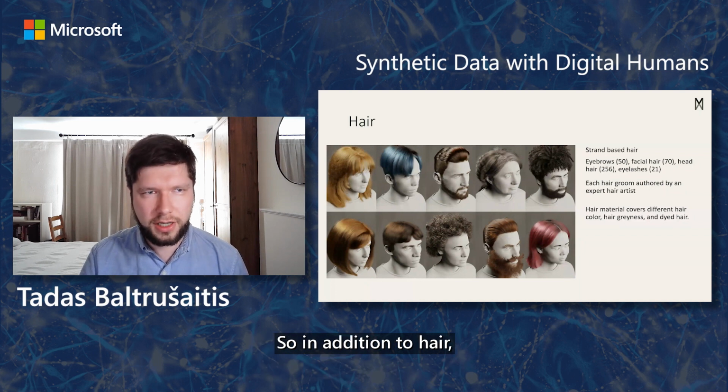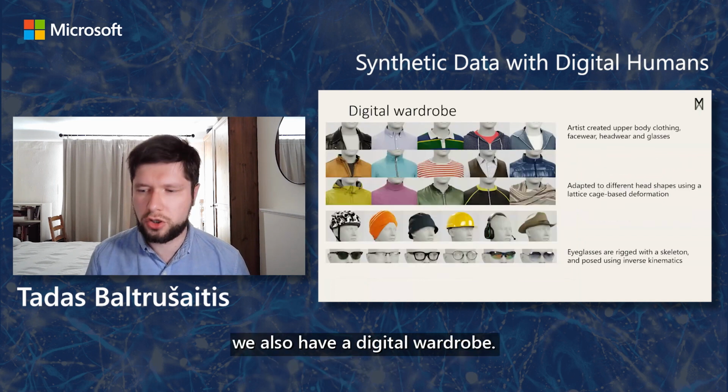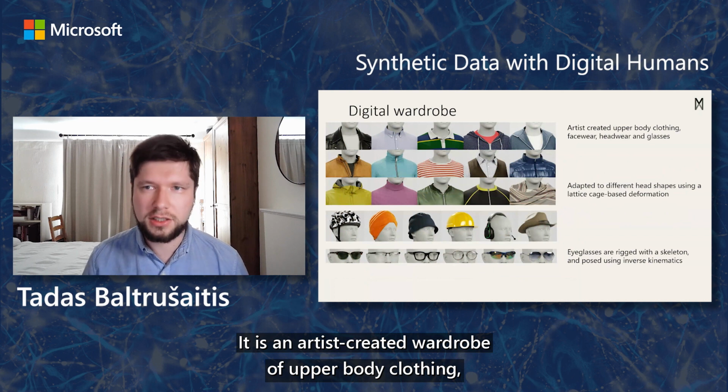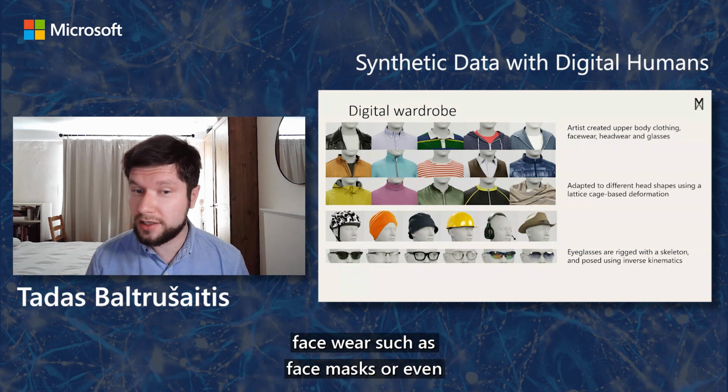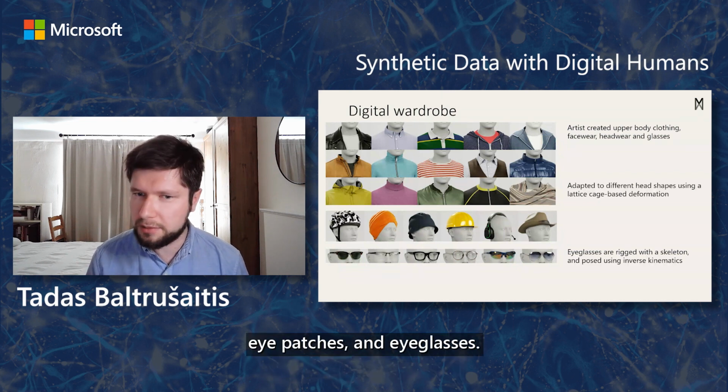So in addition to hair, we also have a digital wardrobe. It is an artist created wardrobe of upper body clothing, of headwear, such as helmets or headphones, facewear, such as face masks or even eye patches, and eyeglasses.